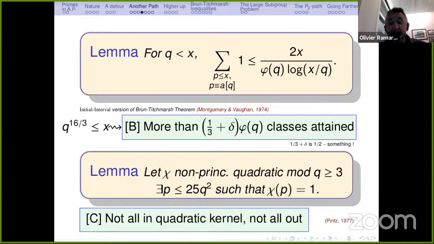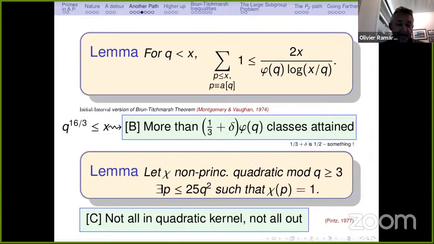Okay. Because you don't lose the factor 2, but you lose a bit more. It's not that half of the classes, but half minus something. In fact, if you take the parameter and you have the log x by q, where you lose a bit more even, finally you get 1/3 minus some delta. So what the Brun-Titchmarsh theorem tells you, just like before, is that the primes cannot accumulate in a single class. They spread. And they spread in a set that has a positive density with respect to the full density.